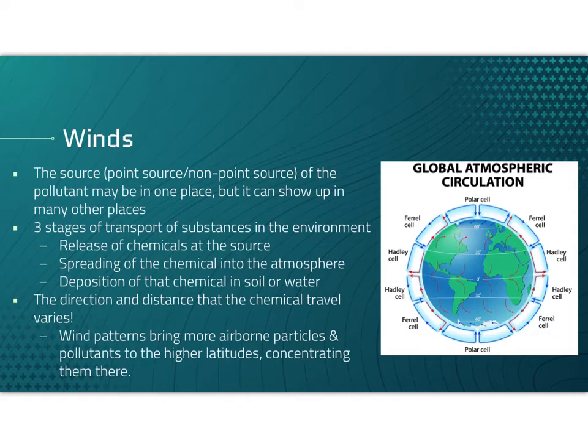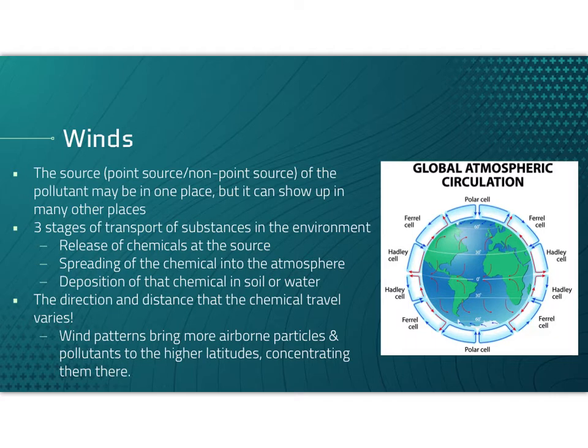So we could look at something like smokestacks or industrial production, factories, etc. Those would be point source. And non-point source, something like ash from forest fires or other pollutants, like we were looking at radiation when Japan had the earthquake. We can see these pollutants moving throughout our environment.